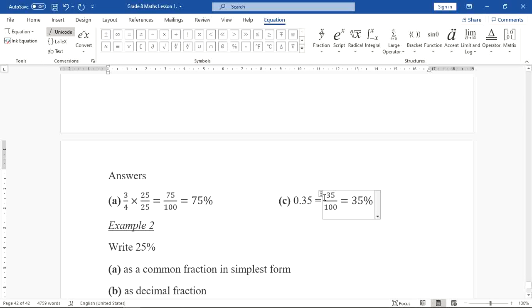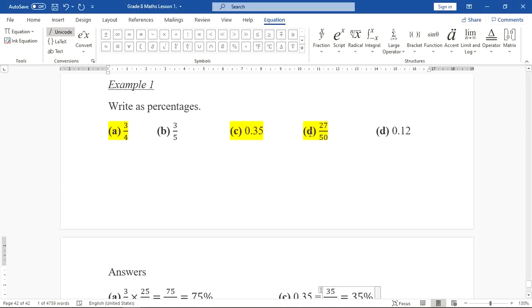So because it's 2 digits after the decimal point, we can just say 35 over 100. And we know that any number with a denominator of 100 can be written as a percentage. And that's it.